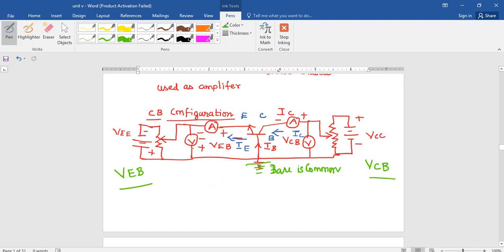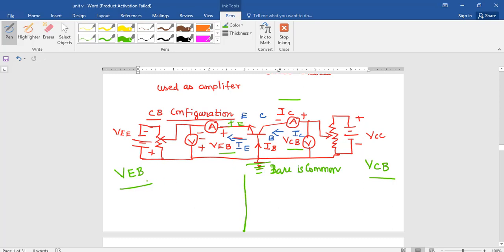And then you are having voltmeter which will give you VEB. You are having an ammeter which will give you IE. You are having an ammeter which will give you IC. You are having voltmeter which will give you VCB. Next one is input characteristics and output characteristics.